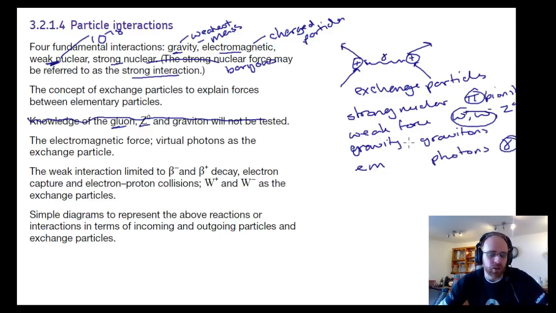For our exchange particles, we haven't got any exchange diagrams. Why are you attacking me? We haven't got any exchange diagrams which involve pions. So you just need to know that the strong nuclear force is mediated by pions. I'm kind of glossing over this a little bit, just with what you need to know.